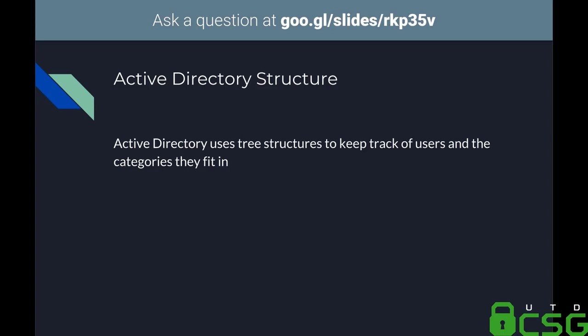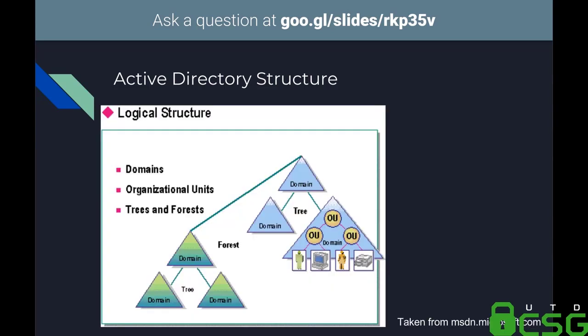So Active Directory, like I said, uses a tree structure to keep track of the users. So this is how it looks. This shows the forest concept. So you've got multiple domains, and then it enlarges this domain right here to show that there are multiple organizational units.